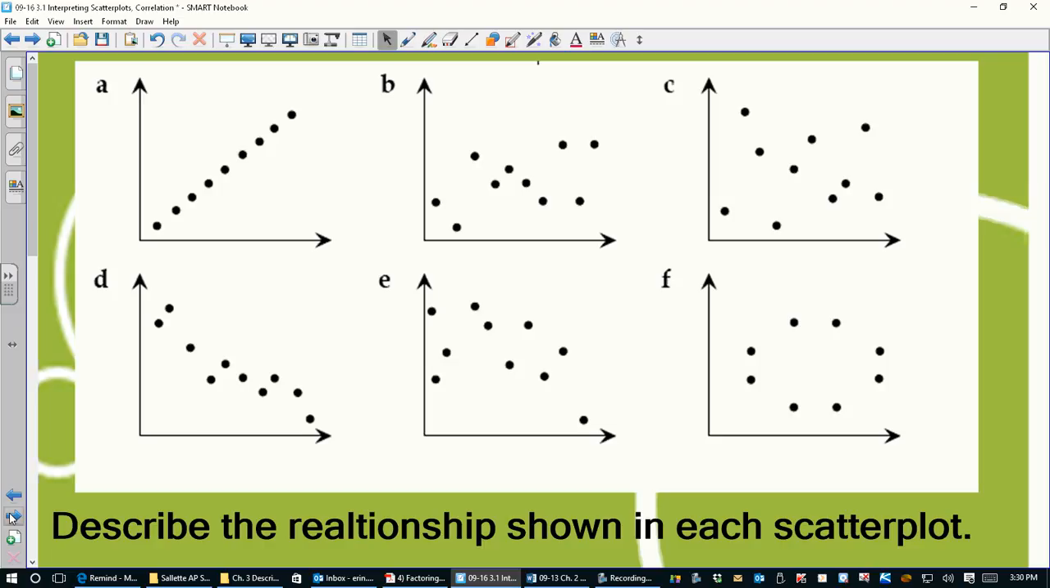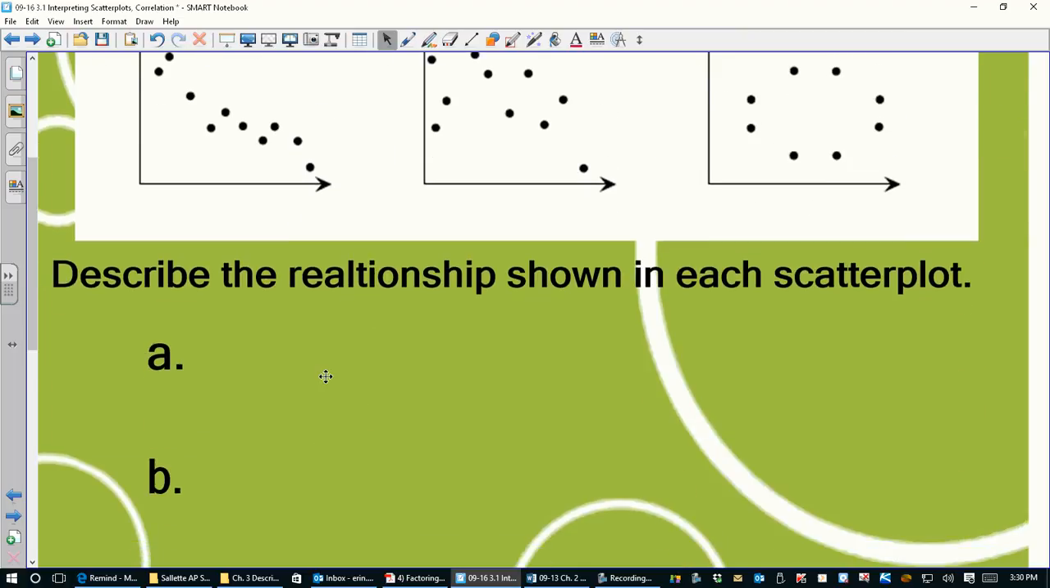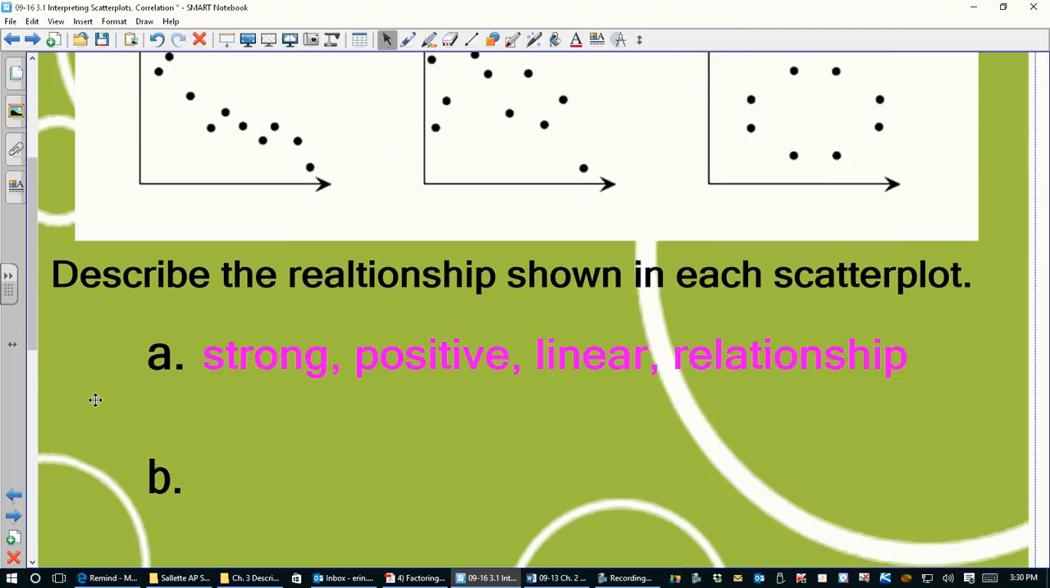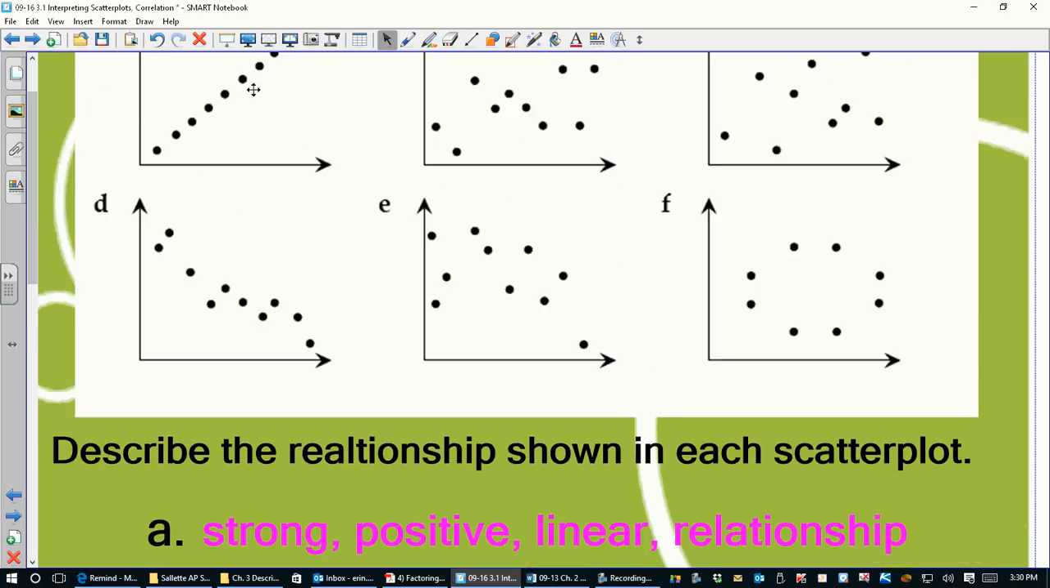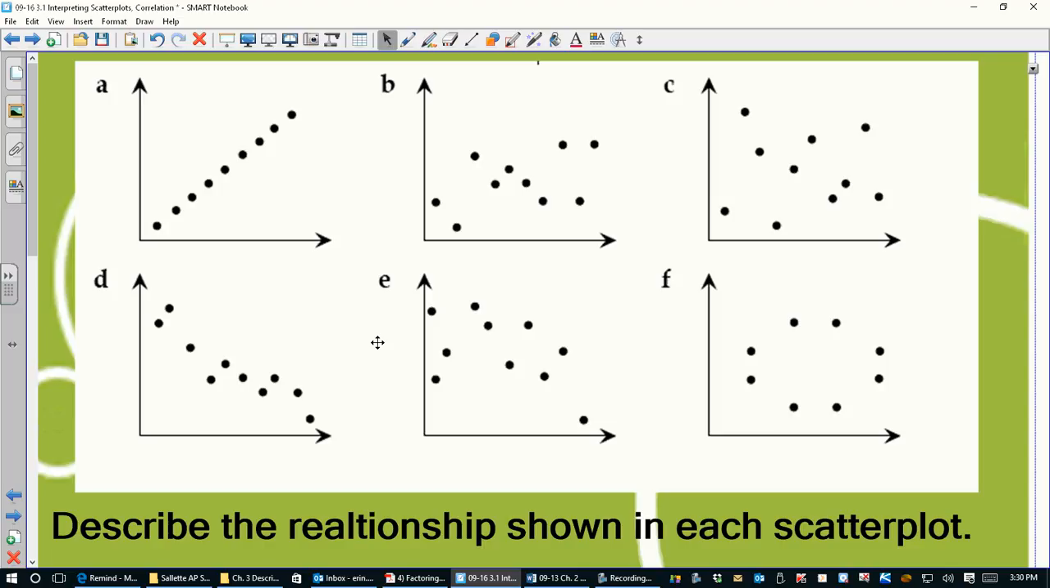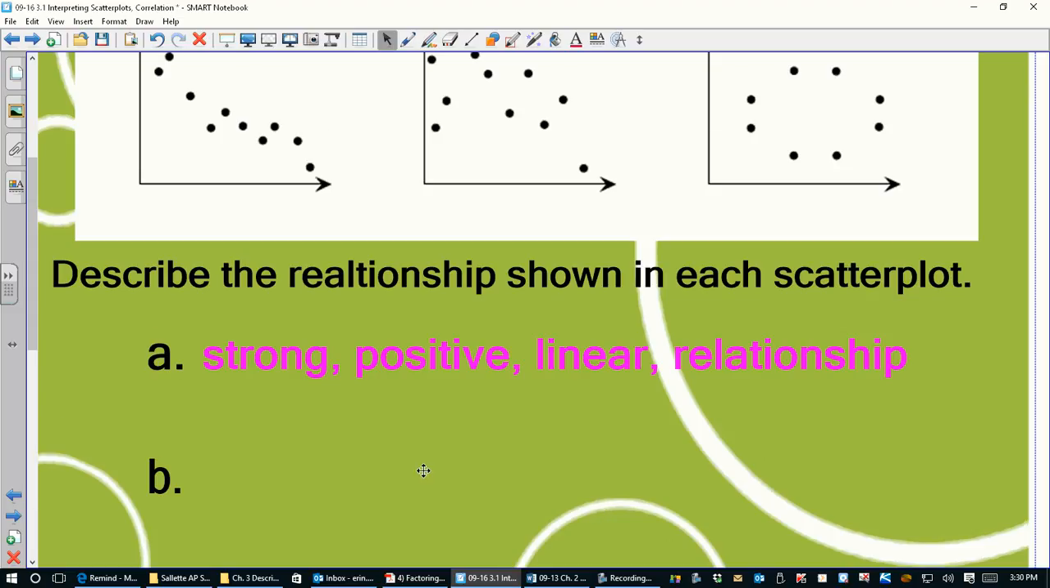So let's look at some examples. Here we've got 6 graphs, and these are all scatter plots. Let's talk about the strength and the shape that it takes on. For A, we have a strong positive linear relationship. Clearly it looks like a line. That's very strong. You will probably not run into a circumstance that is that straight unless you constructed it without using real-world data.